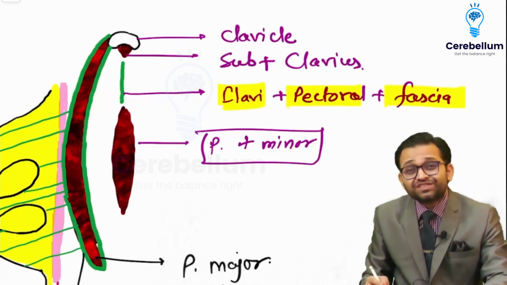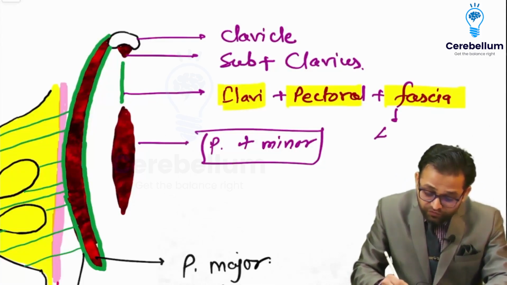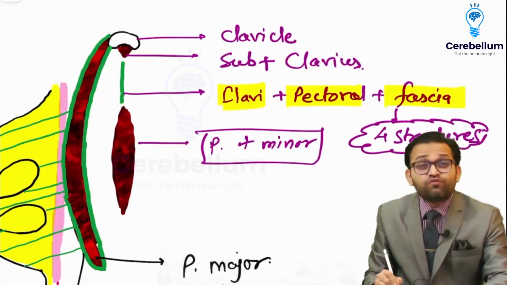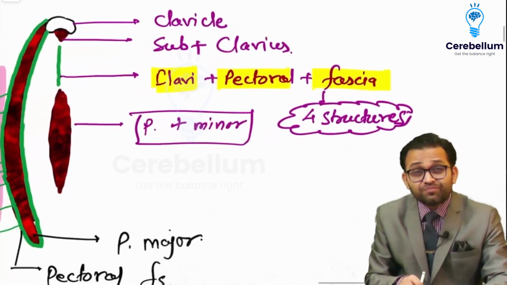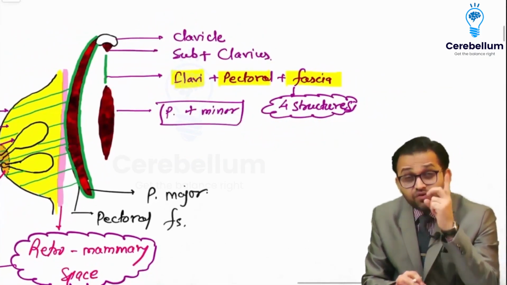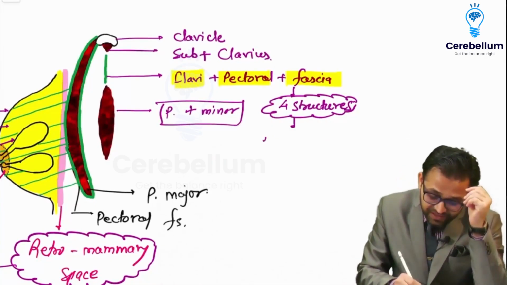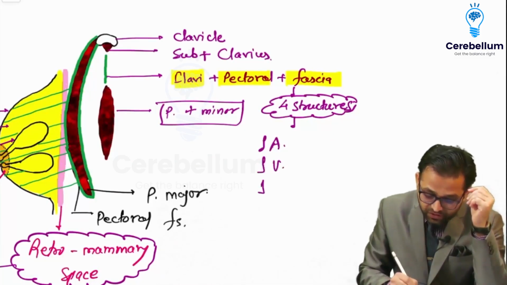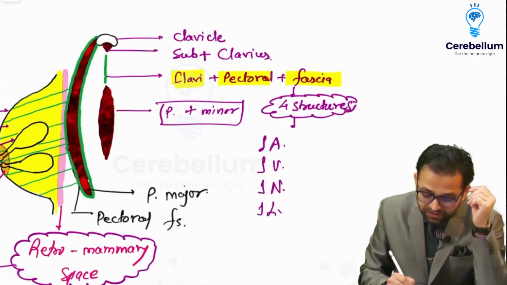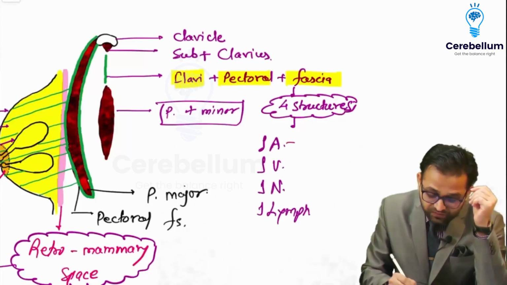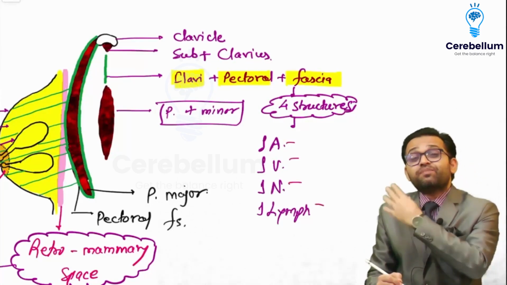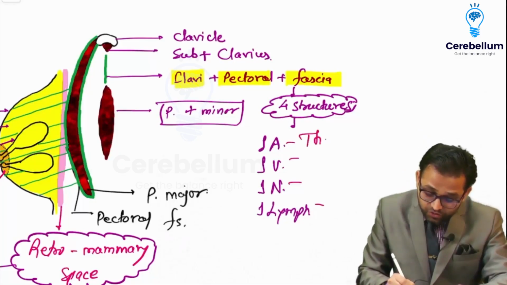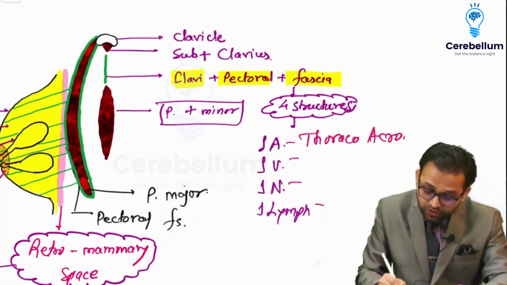Very, very important structure. It is pierced by four structures. Very important question. Remember, it is pierced by four structures. What are the four structures? Remember, one artery, one vein, one nerve, and one lymphatic. So everything is one. Which artery is present at this clavipectoral fascia? It is between the clavicle and pectoralis minor. So here is our one artery, the thoracoacromial artery.